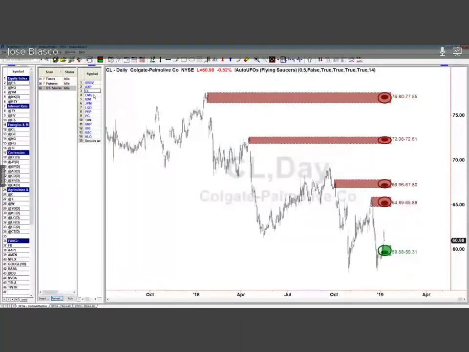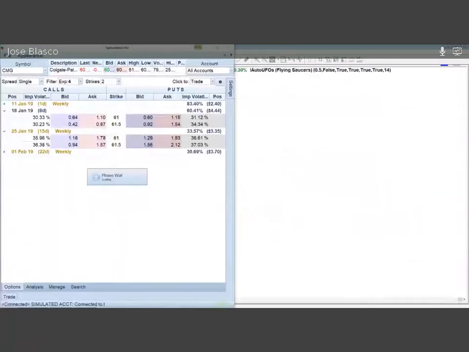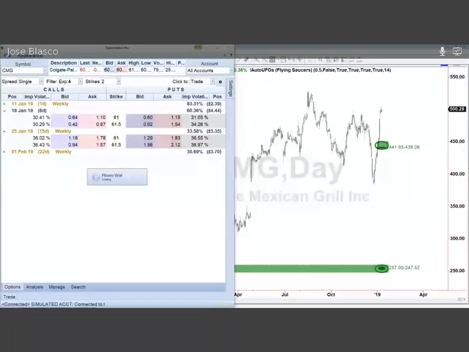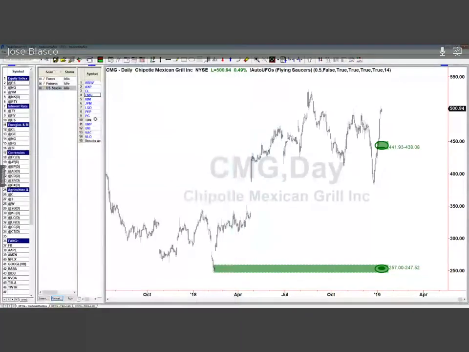I don't know why I always keep calling that stock Chicago. I have the tendency to call it Chicago Mexican Group. I don't know why, which is Chipotle Mexican Grill. But for whatever reason, CMG triggers Chicago Mexican Group in my mind. I don't know why.